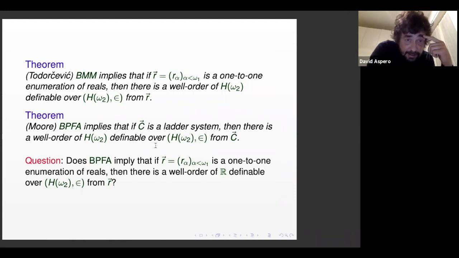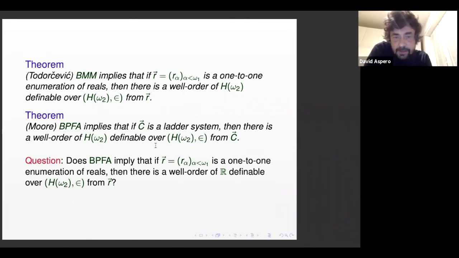Now, the question is whether, of course, the ladder system is a priori more expressive than a sequence of reals. So the question is whether BPFA implies that if R is a one-to-one enumeration of reals, then there's a well-order of at least the reals definable over H omega 2 from this parameter.